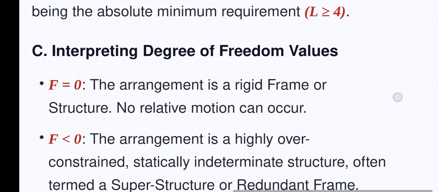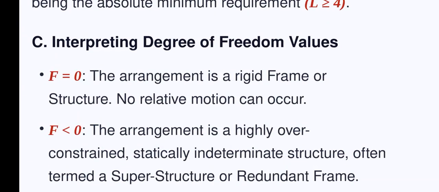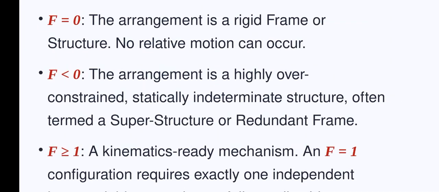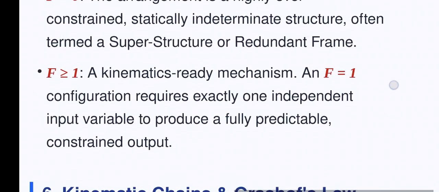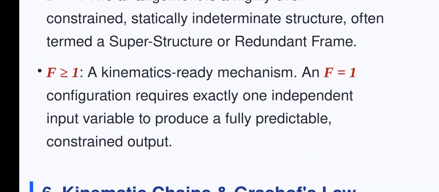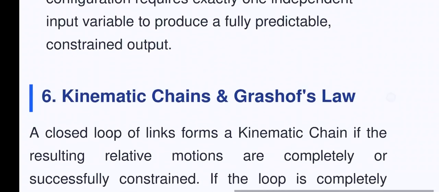Interpreting degree of freedom values: F = 0, the arrangement is a rigid frame or structure, no relative motion can occur. F less than 0, the arrangement is a highly over-constrained, statically indeterminate structure, often termed a superstructure or redundant frame. F greater than or equal to 1, a kinematic mechanism, and an F = 1 configuration requires exactly one independent input variable to produce a fully predictable constant output.